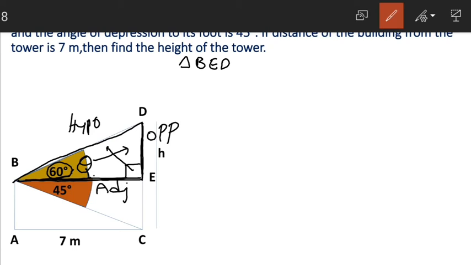Here we have to find out this opposite and adjacent. Observe the BE value. So here clearly ABEC represents a rectangle.